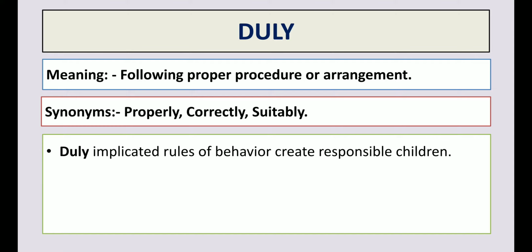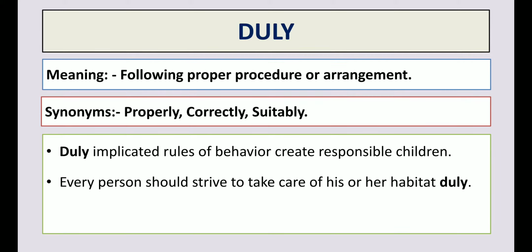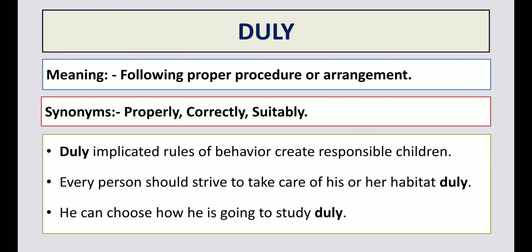The first example of duly is: duly implemented rules of behavior create responsible children. The second example of duly is: every person should strive to take care of his or her habitat duly. The third example of duly is: he can choose how he is going to study duly.